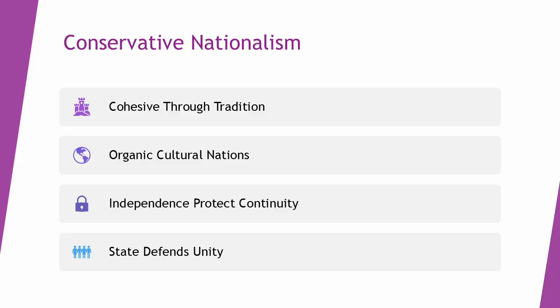The conservative nationalist view on human nature states that people are shaped by custom, belonging, and inherited identity. The conservative nationalist view on the economy states that economic policy should strengthen national stability and preserve social harmony. The conservative nationalist view on society states that society depends on shared values, patriotism, and respect for tradition. The conservative nationalist view on the state states that the state should defend national unity and uphold established institutions.